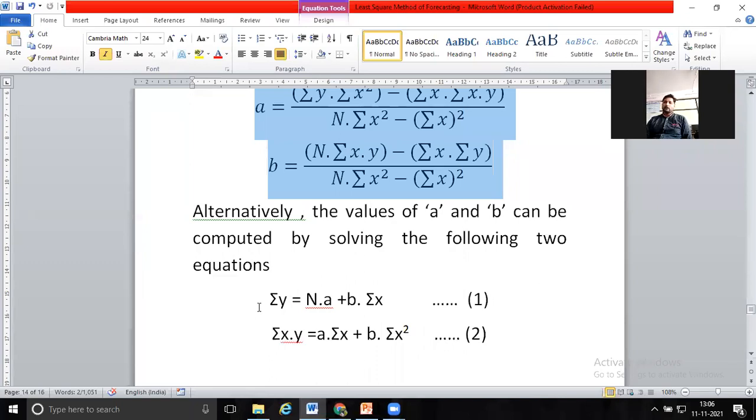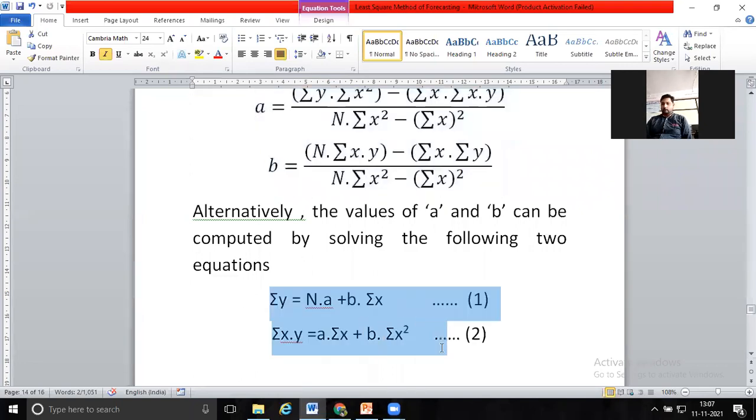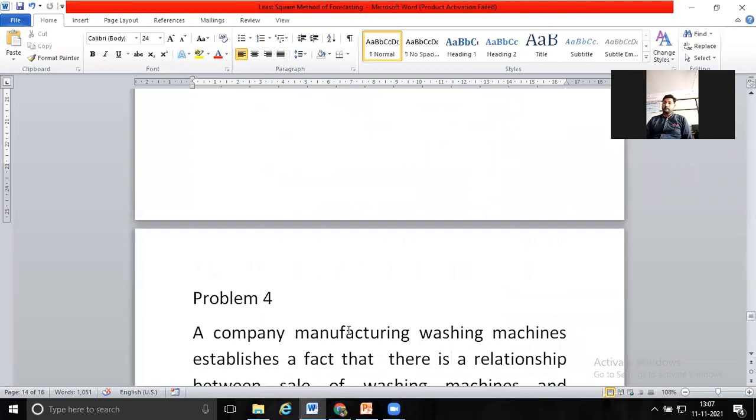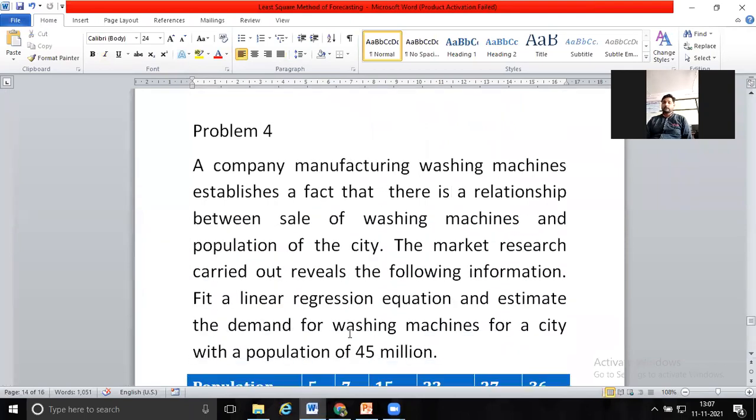These two formulas are determined by using the normal equations of the line that we have already discussed: summation of y is equal to n multiplied by a plus b multiplied by summation of x, and the second normal equation is summation of x y is equal to a multiplied by summation of x plus b multiplied by summation of x square. So these two formulas can be formulated by using these two equations. Okay, and we will not see the derivation because it is not in our syllabus.